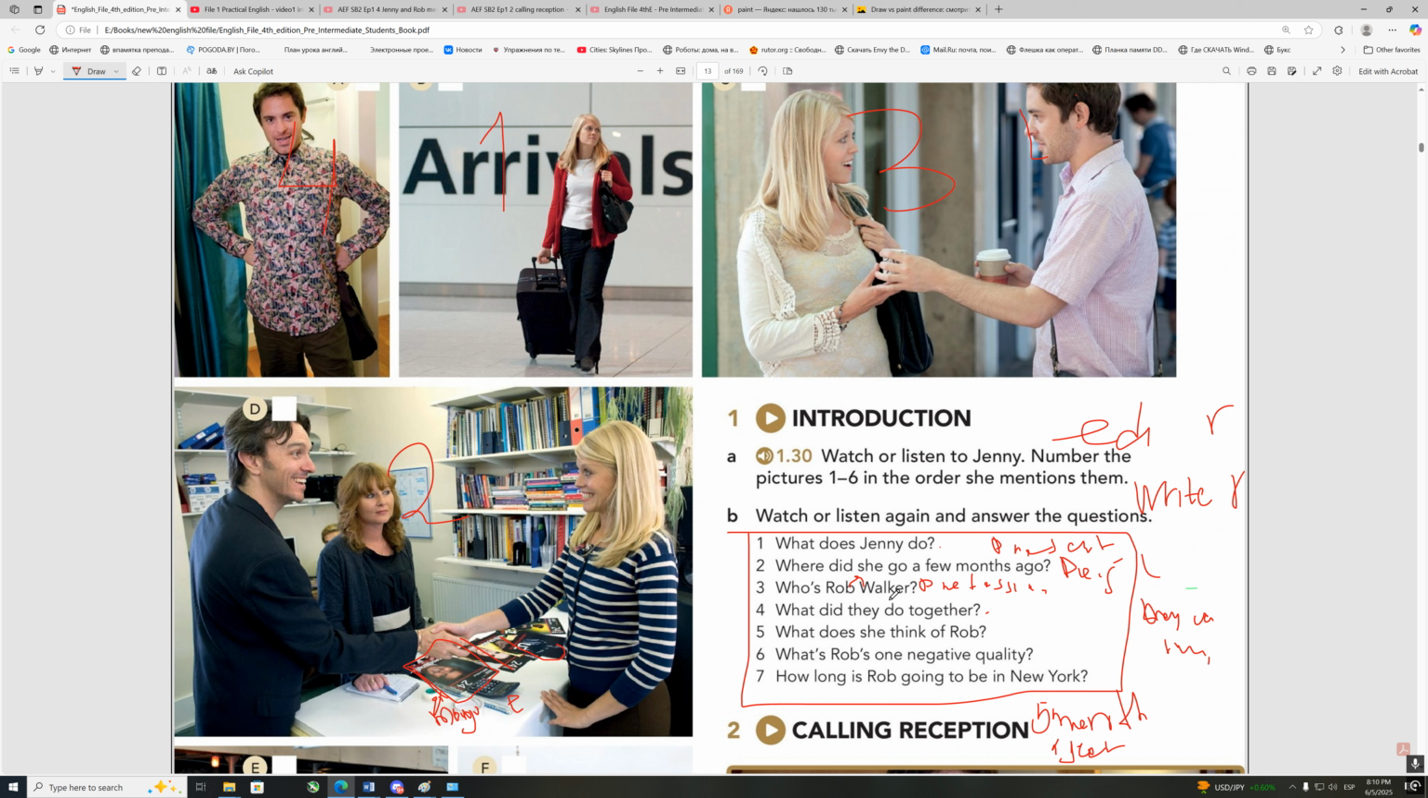Okay. Number 5. What does she think of Rob? How does she like Rob? She likes Rob, yeah. She thinks the same, that he also likes her. I think that she likes him, yeah, okay. Number 6.